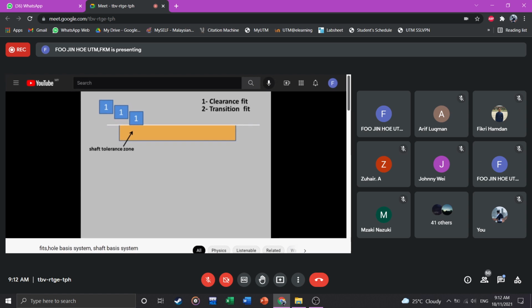Transition fit. In transition fit, there is possibility of both clearance fit and interference fit. For that, the hole tolerance zone must overlap the shaft tolerance zone. Then overlapping may be partially or completely like this.